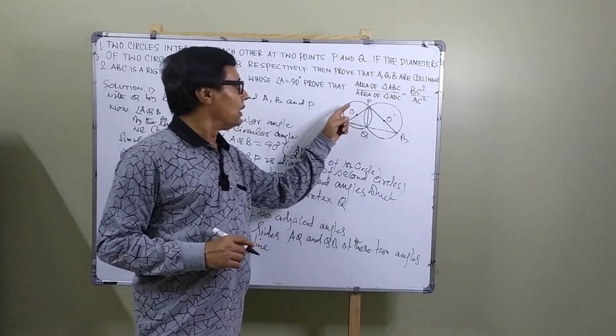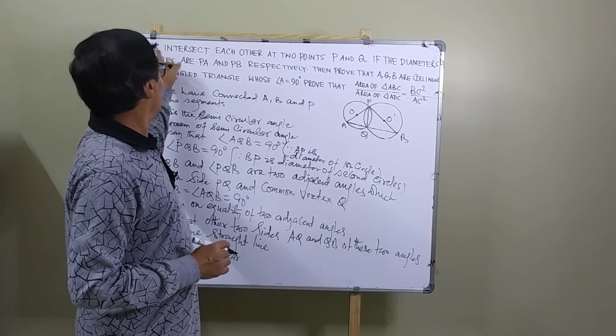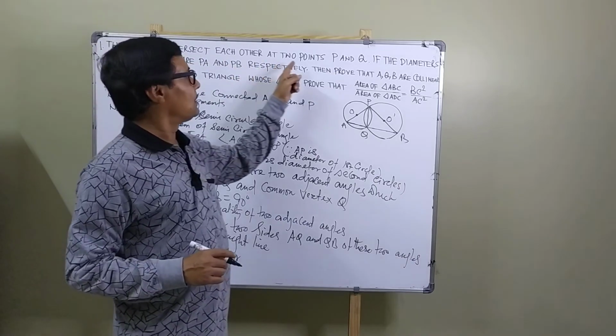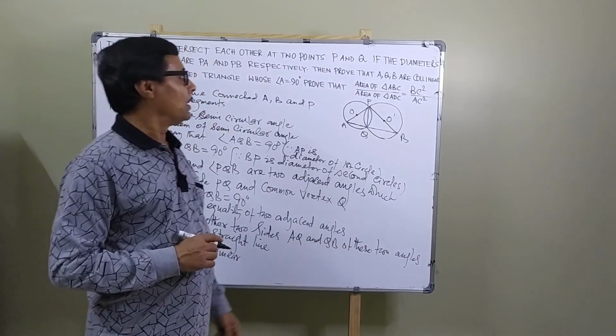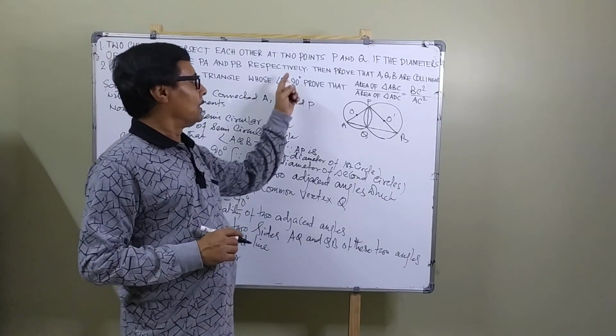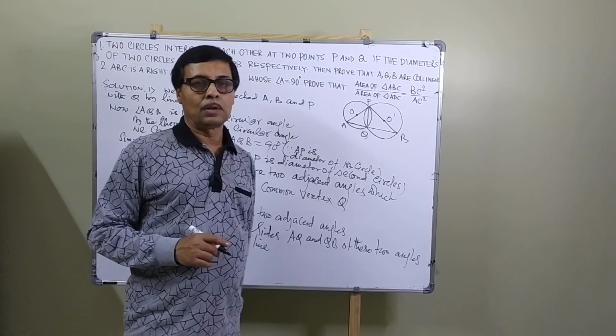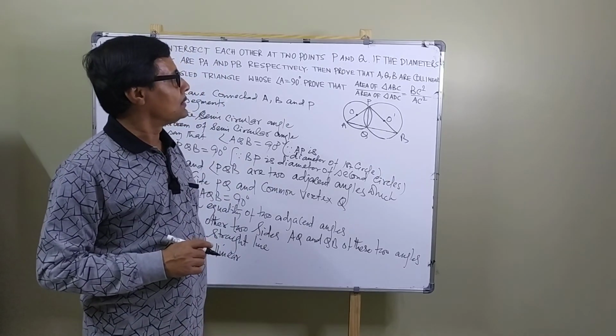So, two circles intersect each other at two points P and Q having diameters PA and PB, then A, Q, B are collinear.